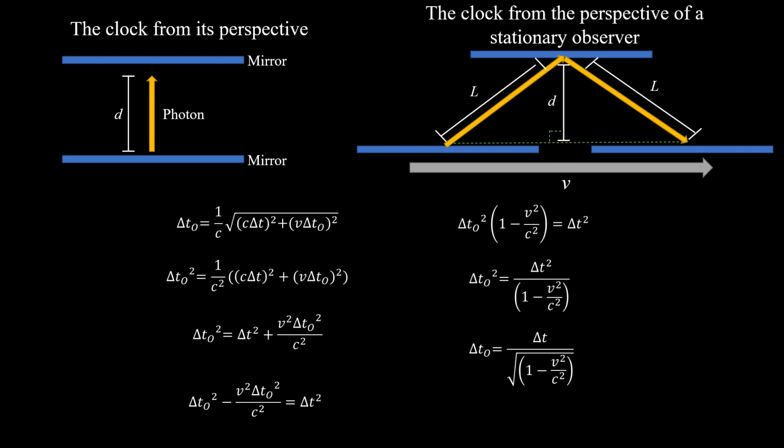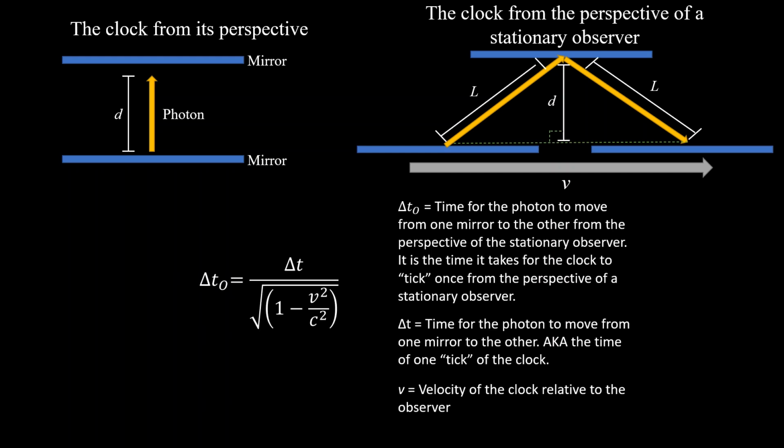It's easy at this point to get confused about what this formula means, so let's remind ourselves of the terms. Delta t(O) is the amount of time it takes for the photon to move from one mirror to the other in the moving clock as observed by a non-moving observer. It's how fast each tick appears to us. Delta t, on the other hand, is how fast the moving clock ticks if it is observed by an observer without a different relative velocity. So if we were moving with the clock, delta t is what the tick speed would seem to be. v is the velocity of the clock relative to the observer.